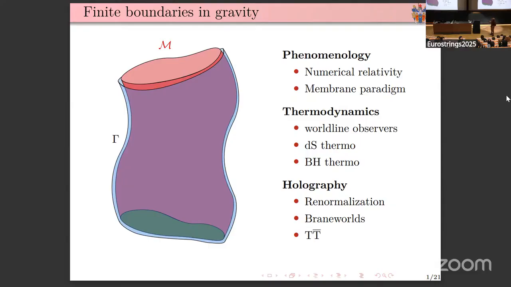And of course, finite boundaries also have played a role in holography. They appear in holographic normalization. Brane worlds are examples of finite boundaries. And in T T-bar or finite cutoff holography, the finite boundary plays a critical role.